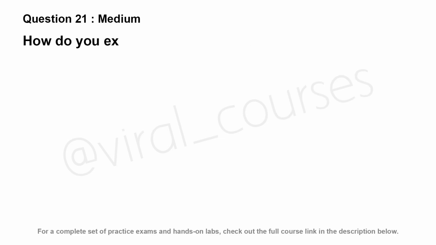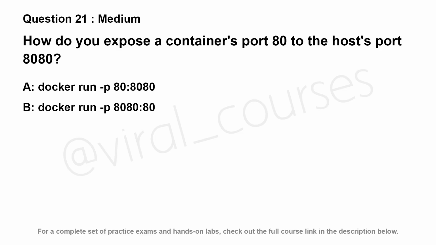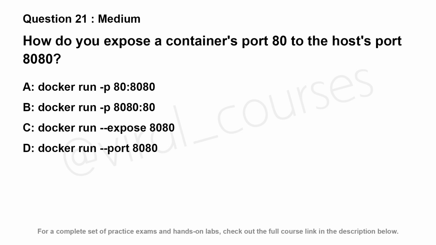How do you expose a container's port 80 to the host's port 8080? Option A. docker run -p 80:8080. Option B. docker run -p 8080:80. Option C. docker run --expose 8080. Option D. docker run --port 8080.